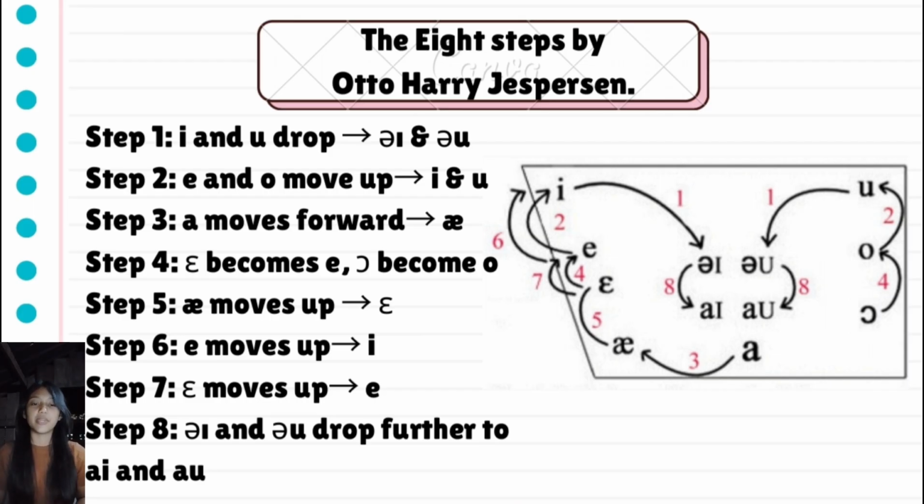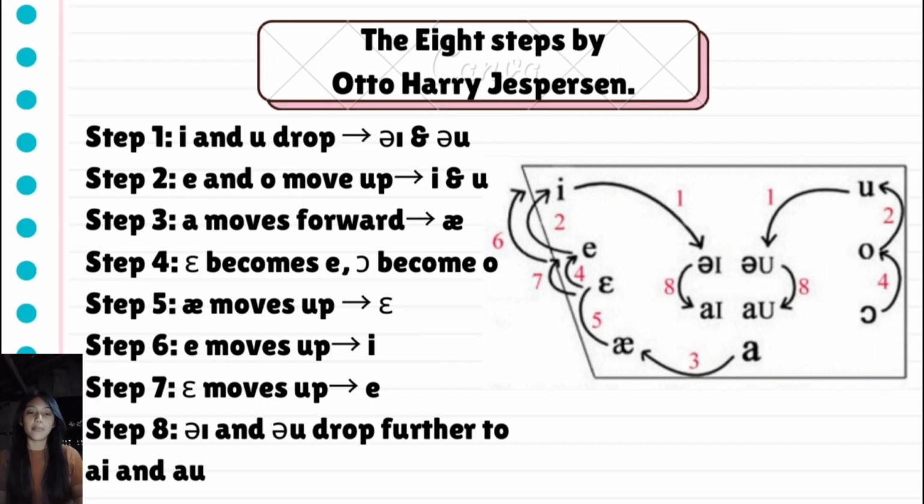Step 2. Mid-high vowels move up. So the close-mid vowels like E as in meat and O as in boot raised to take the place of the old E and U, becoming E and U. Step 3. Low front vowel fronts. So the open vowel A as in name moved forward to become a more open A sound.